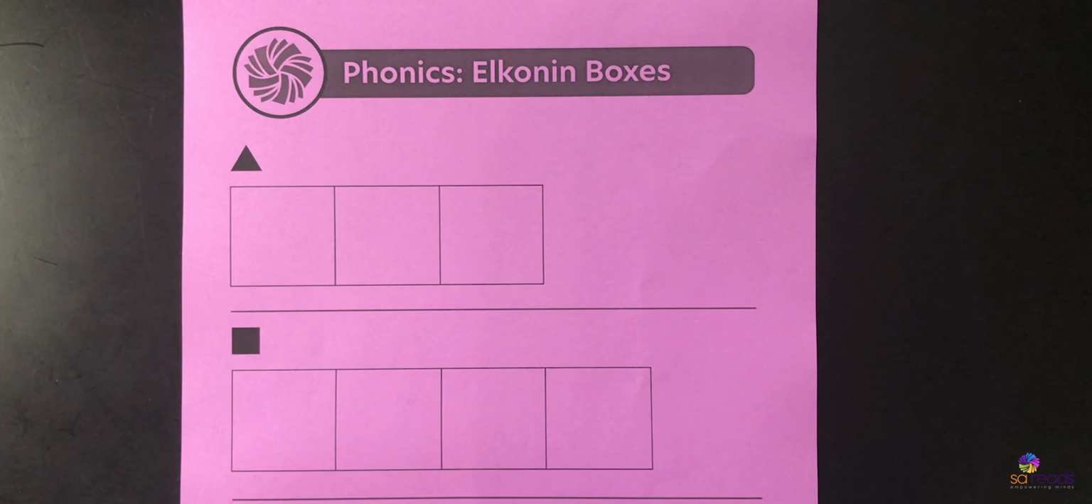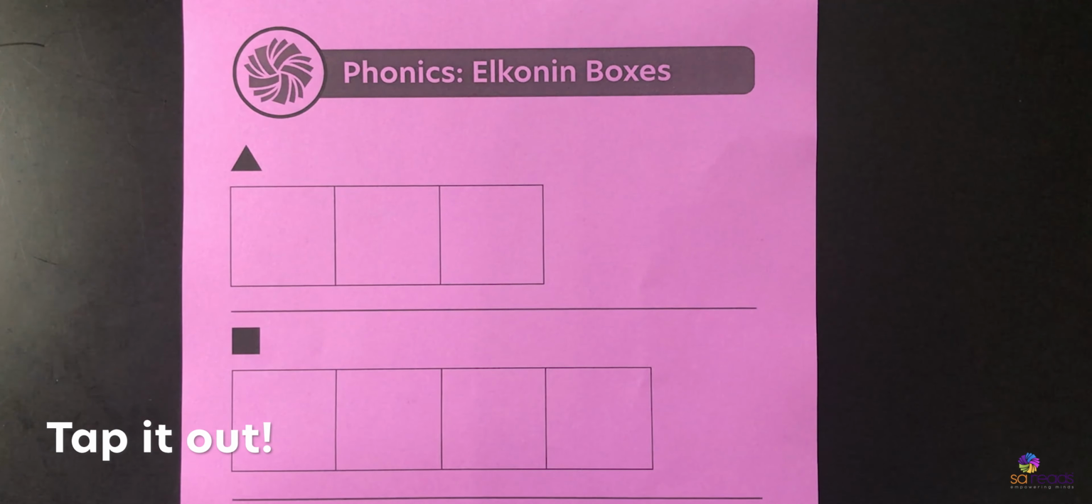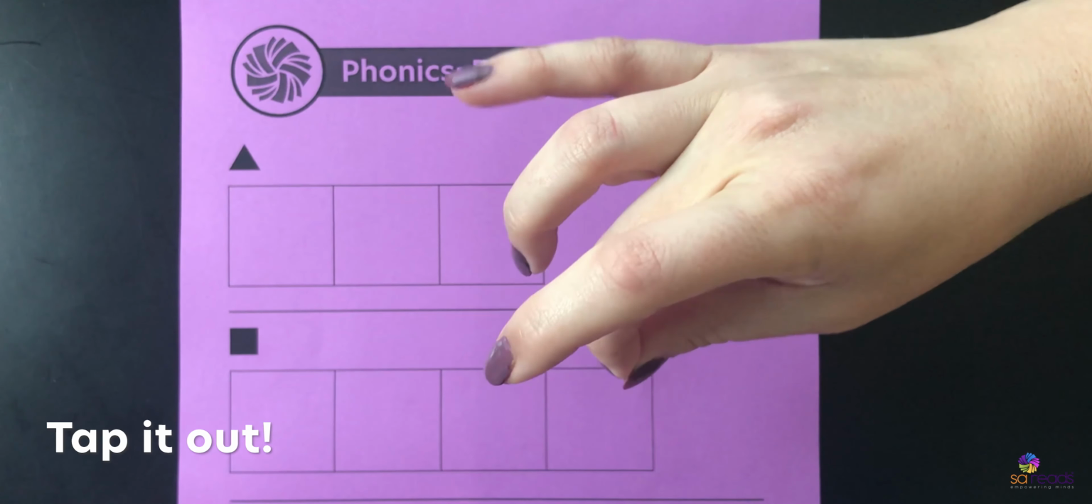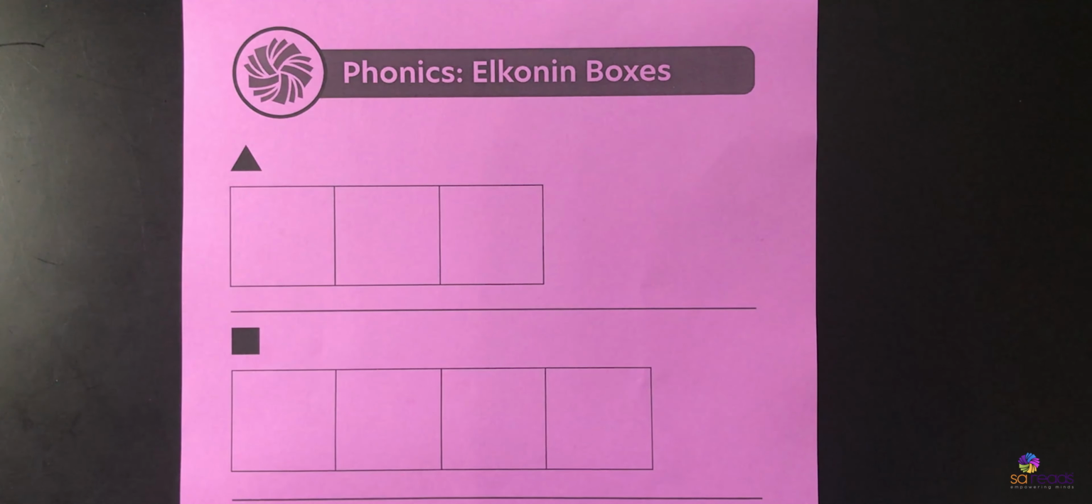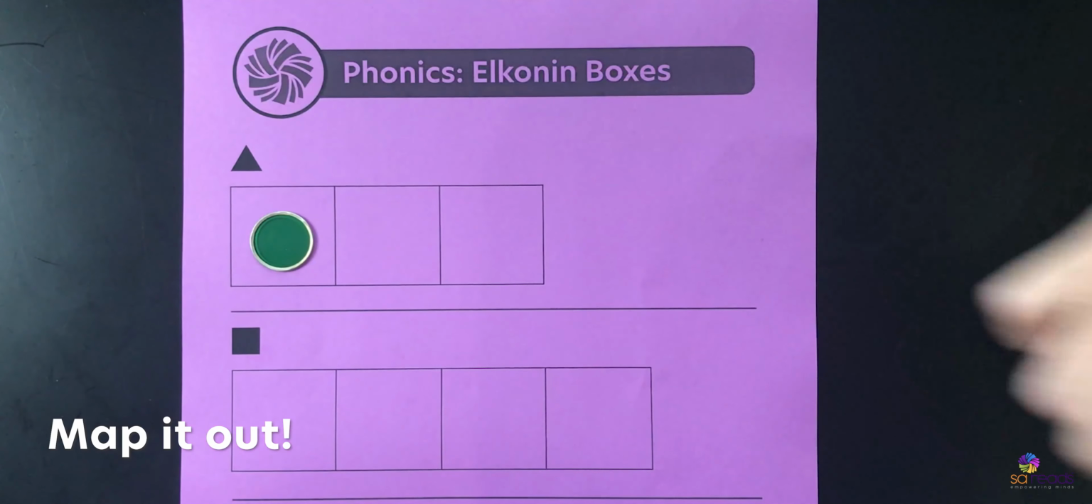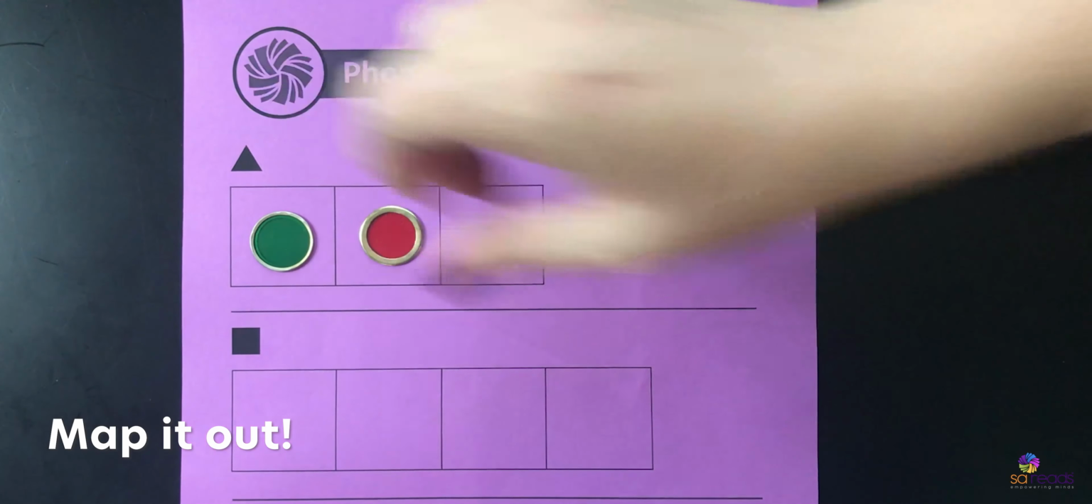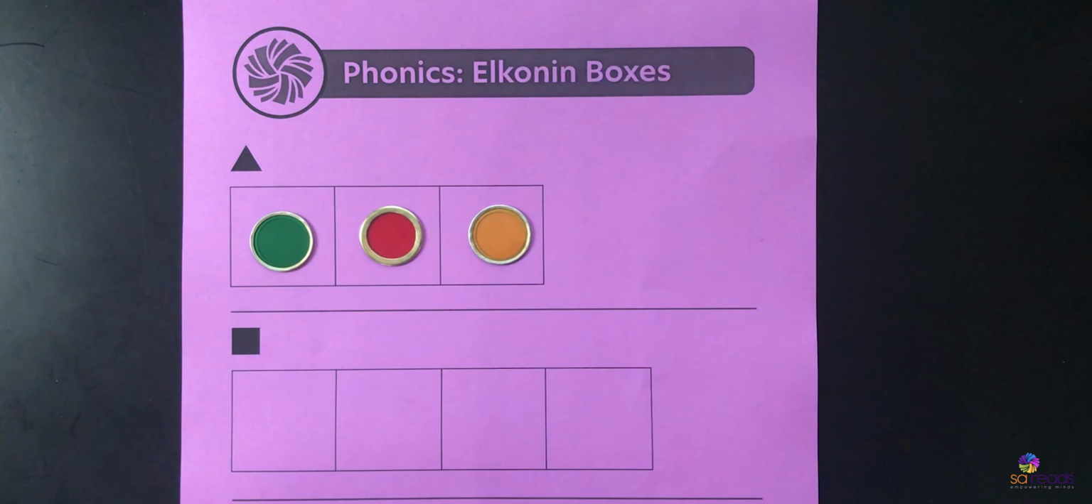Let's try another one. Let's try the word lock. Let's tap it out, a, k. This one also has 3 phonemes. Let's map it out, a, k. Now we're ready to graph it.